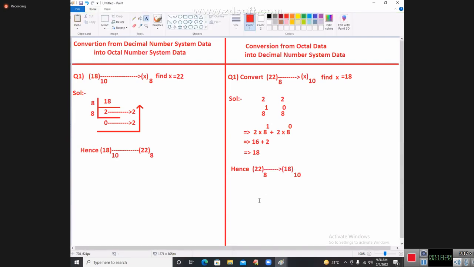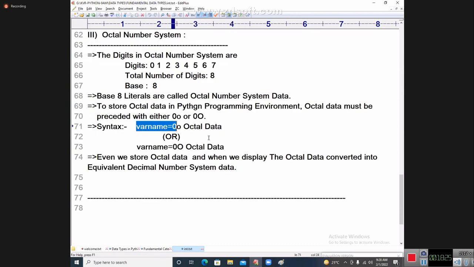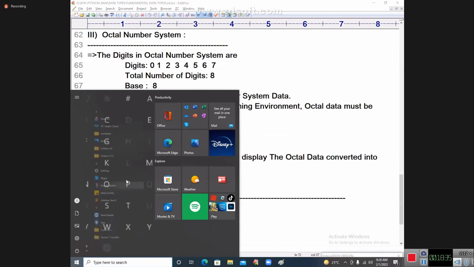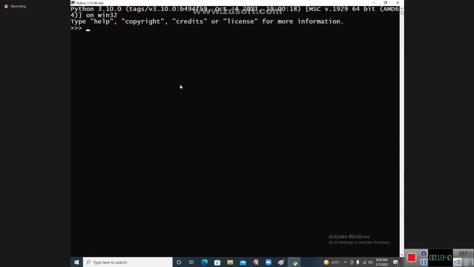This is done, the conversion is done. Now I want to go for it programmatically. See, my dear students, octal data must be preceded with a 0 and capital O. Let us test it by going to the Python environment, Python 3.10. Let's take this example.